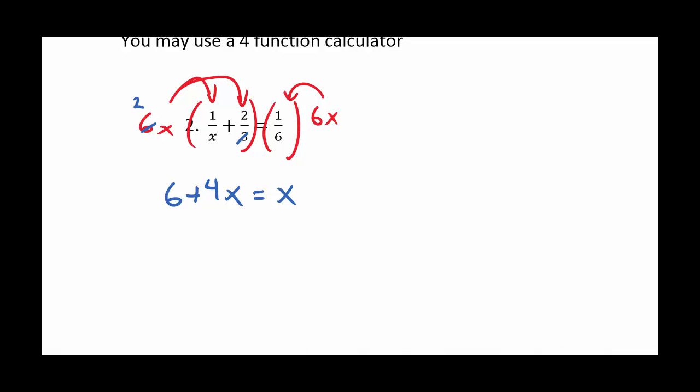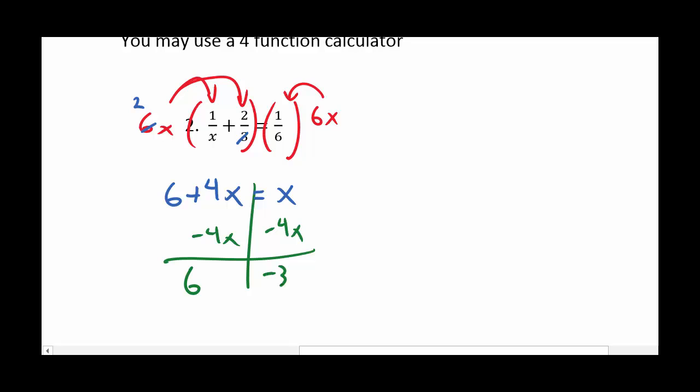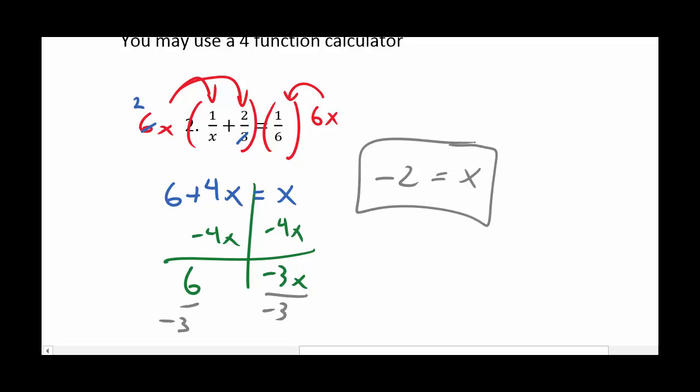And then it's just solve good old-fashioned equation. So I'm going to subtract off 4x from both sides. So that'll give me a 6 here and a negative 3 here. Divide by negative 3. And so I get x is negative 2.